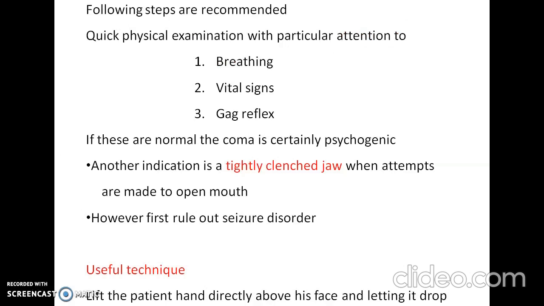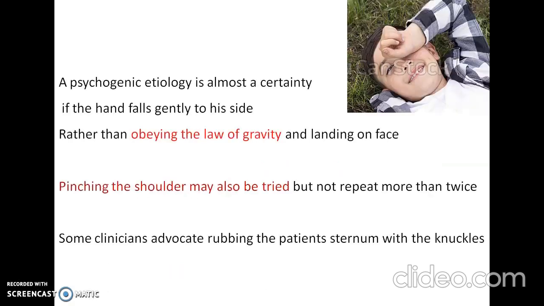A quick physical examination should be done, with particular attention to the breathing, vital signs and gag reflexes. If these reflexes are normal, then the coma is psychogenic, and we can confirm it. Other indications can also be observed, like tightly clenched jaws: if you try to open the jaws voluntarily, the mouth will be tightly held. This may be one of the reasons. However, first we should rule out episodes of seizures. If it is not that, then it can be considered.